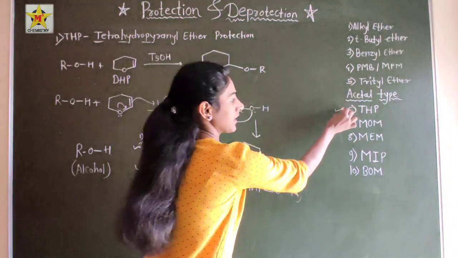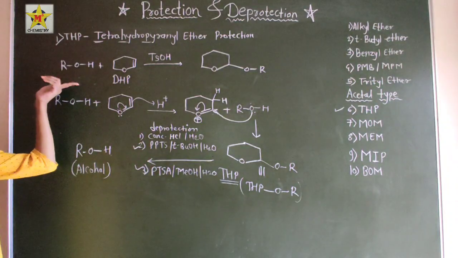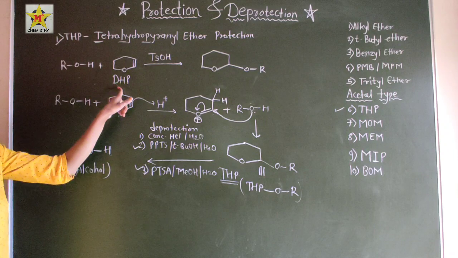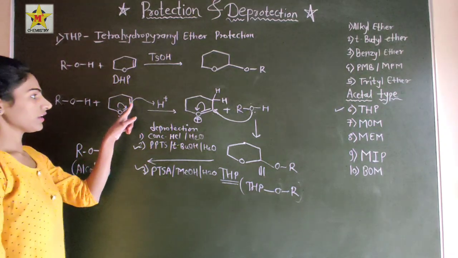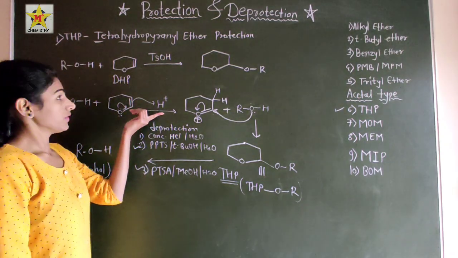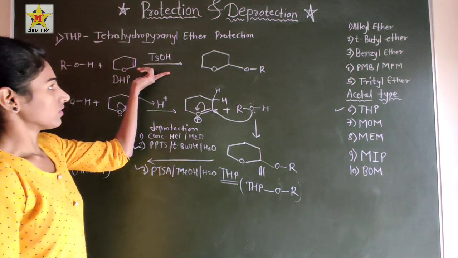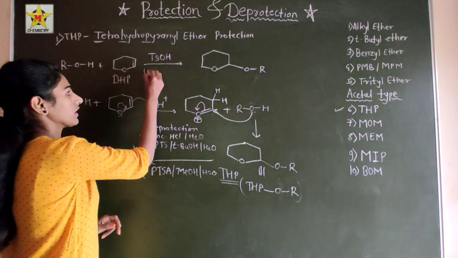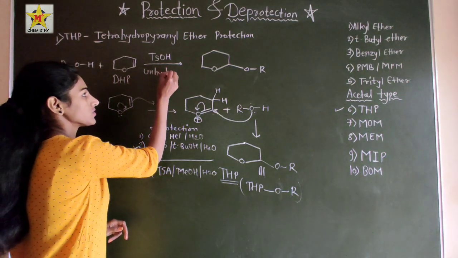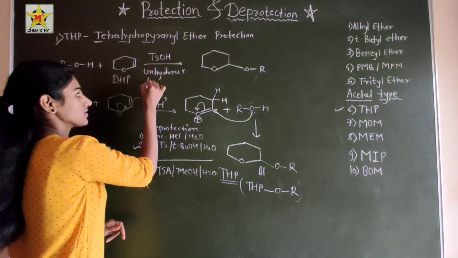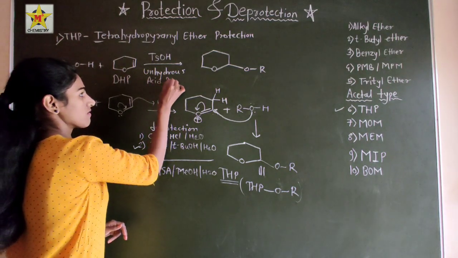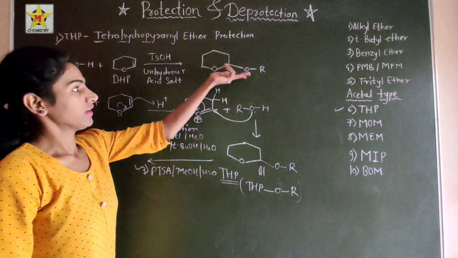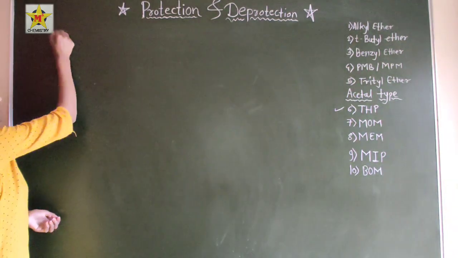THP means tetrahydropyranyl. From DHP, oxygen will go over here and it will take hydrogen from toluene sulfonic acid, that is anhydrous acid salt, and obtain THP.